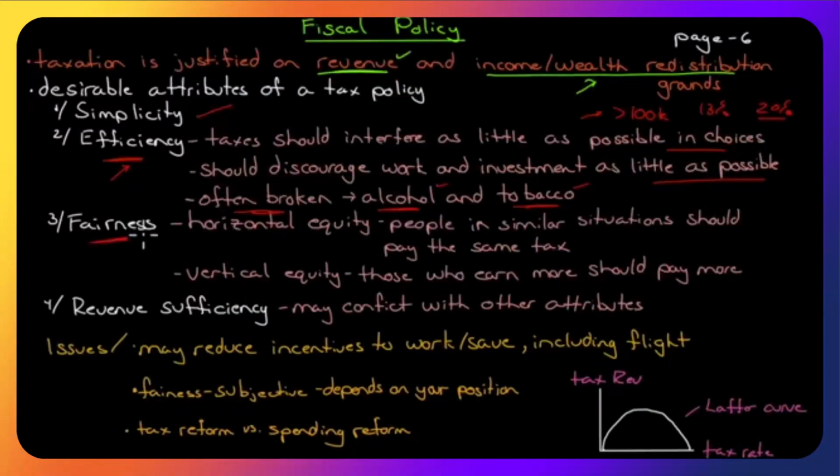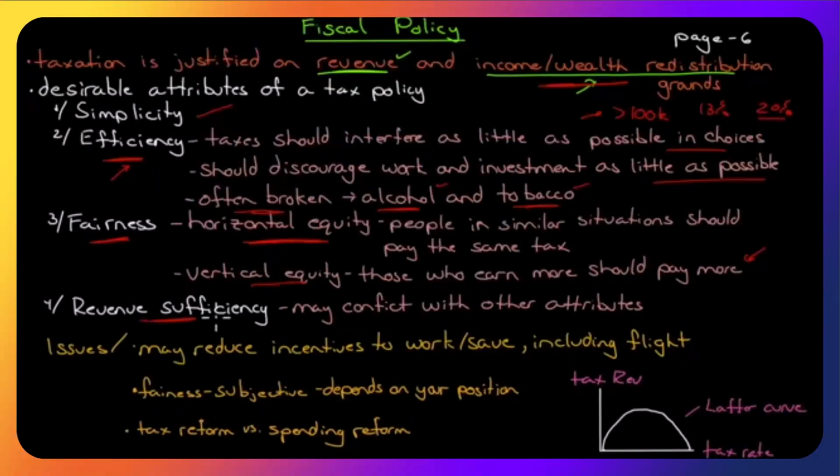The tax system should be fair. I don't think anyone would disagree with horizontal equity: people in similar situations should pay the same tax. Or, said another way, people in similar situations should have the same tax laws and tax deductions available to them. Vertical equity: again, this is all part of the income and wealth redistribution argument. Those who earn more should pay more. That is considered fair, where some people would say, well, no, that is not fairness. And again, there's a spectrum of people who would agree or disagree with that.